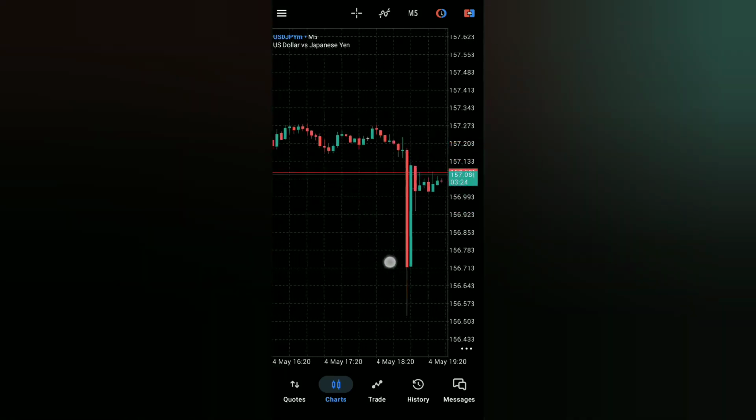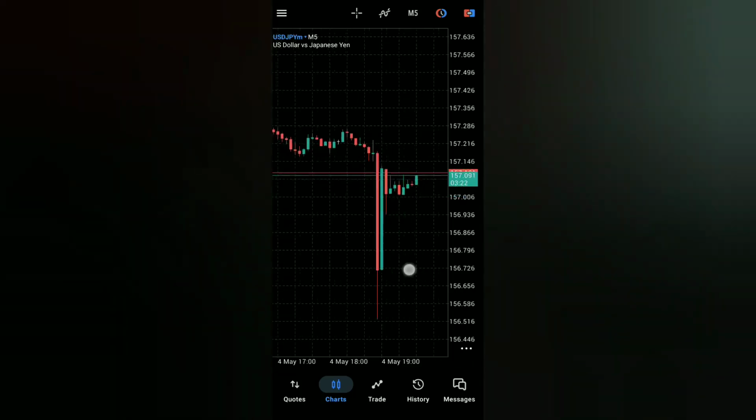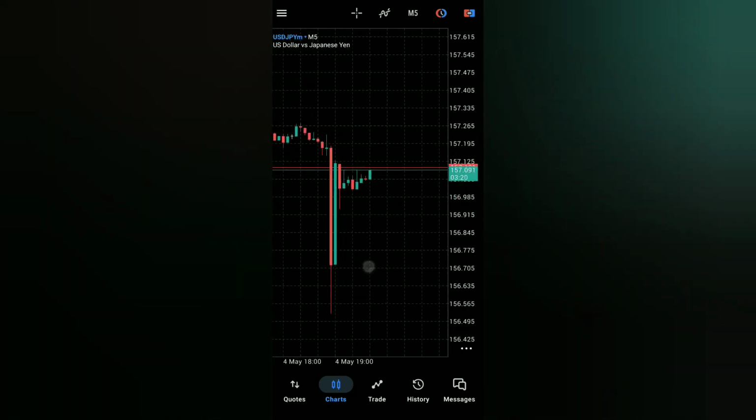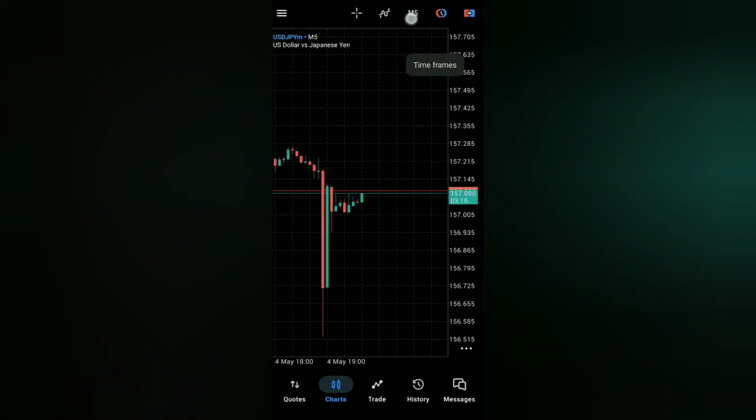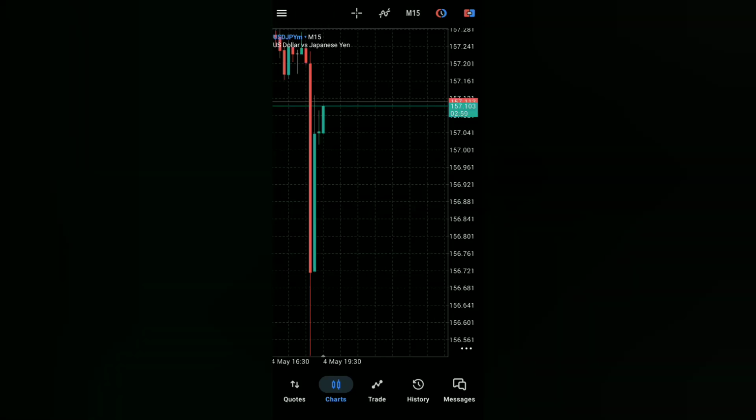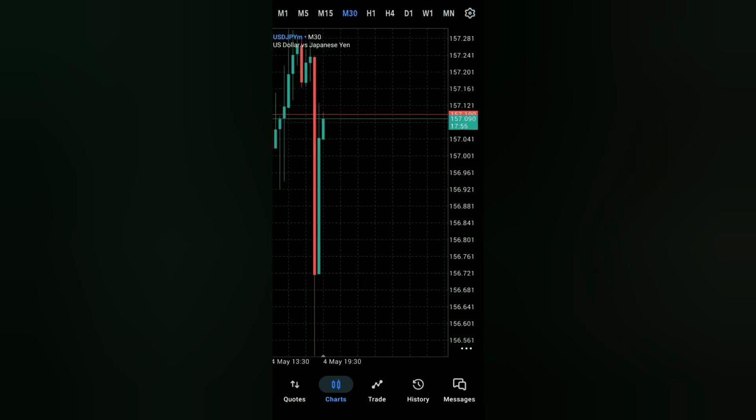So that is that. Now if you want to trade forex, you need to understand what they call time frames. If you look up here, you see that this thing is M5. M5 means 5 minutes. So when you click it, you see that we have minute 1, that is 1 minute. We have minute 2. We have minute 5, that is 5 minutes. We have minute 15, that is 15 minutes. We have minute 30, that means 30 minutes. Okay, let me click it.